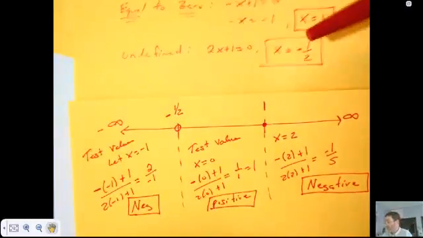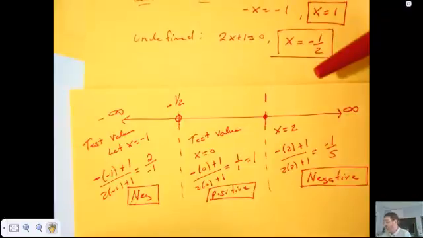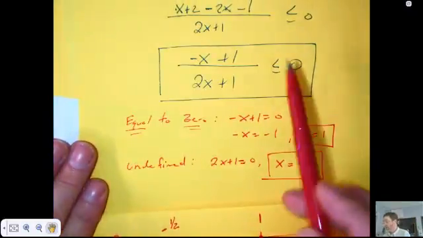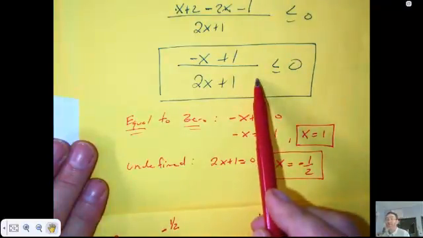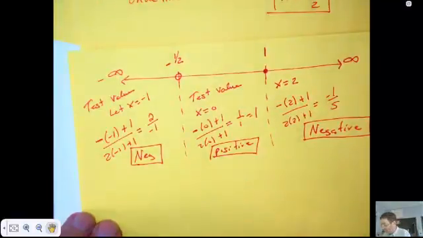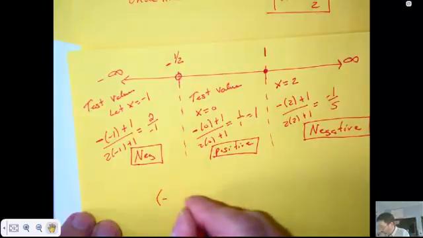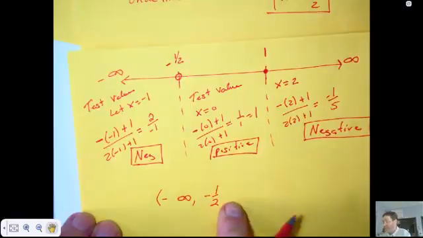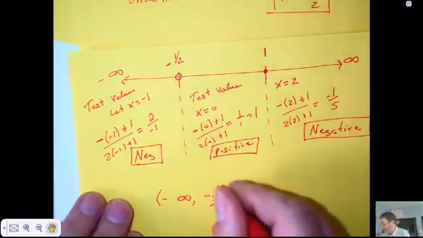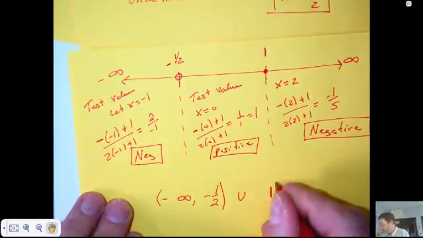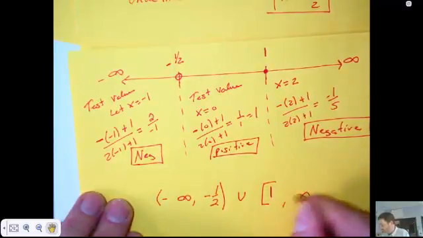Okay, so what's my solution going to be to this problem? I'm looking for what values? Negative values. Go back up here: we said where this expression was less than or equal to 0. I'm looking for the negatives. So it's negative from negative infinity up to negative a half. Negative a half is not a solution. That's why I put that open circle. So I'm going to put an open parenthesis on it. And then it's from 1, but 1 is a solution, square bracket, to infinity.